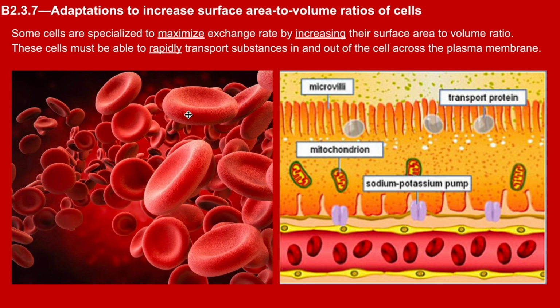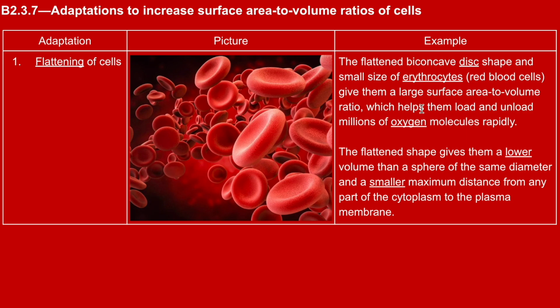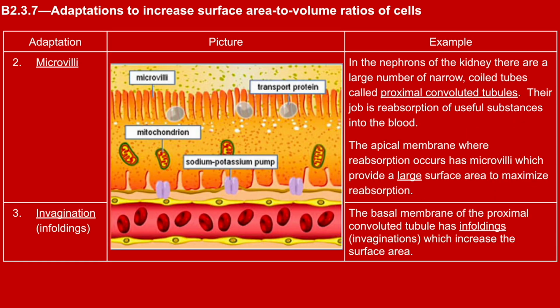So let's look at some specific adaptations. We've mentioned a few of these. Again, with red blood cells, to increase the surface area to volume ratio, we have that flattening with these indentations on both sides. This is going to give a smaller maximum distance from any part of the cytoplasm to the plasma membrane. Other adaptations include microvilli. These microvilli serve to increase that surface area, and they're going to be found in tissues specialized for absorption. Similarly, these infoldings called invaginations do the same thing of increasing the surface area.